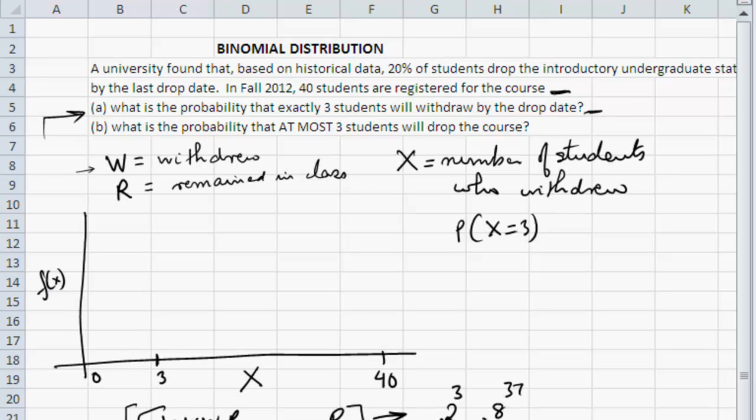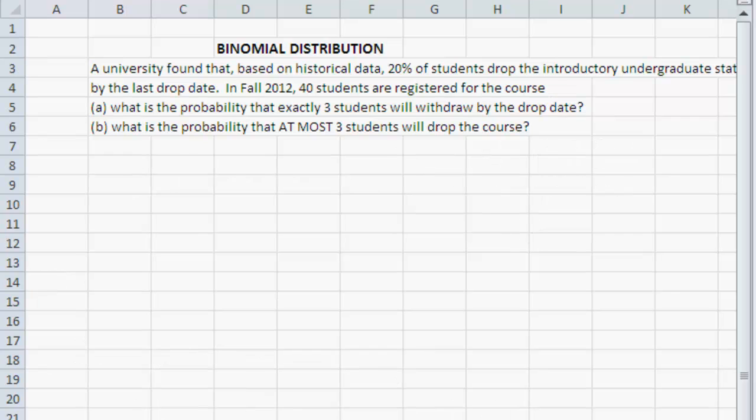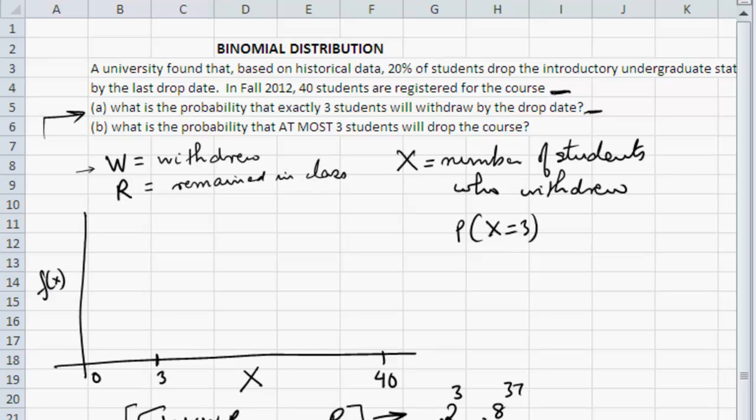That's a permutation of 40 things, right? So I have 40 students, so the way I can arrange all 40 of them is 40 factorial. However, 3 of them are the same. 3 are W's, right? So in how many ways can I arrange 3 W's? It's 3 factorial ways, right? If I swap the W's among themselves, I wouldn't get any different sequence.